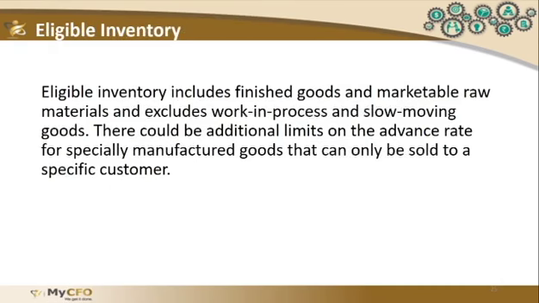Eligible inventory includes finished goods and marketable raw materials and excludes WIP and slow-moving goods. There could be additional limits on the advance rate for specifically manufactured goods that can only be sold to a specific customer. For example, if there's any customization done on goods, there is no ready market for it to liquidate, and therefore it comes out as ineligible.